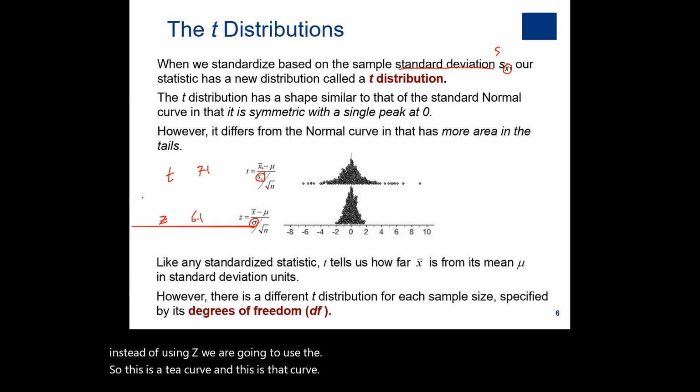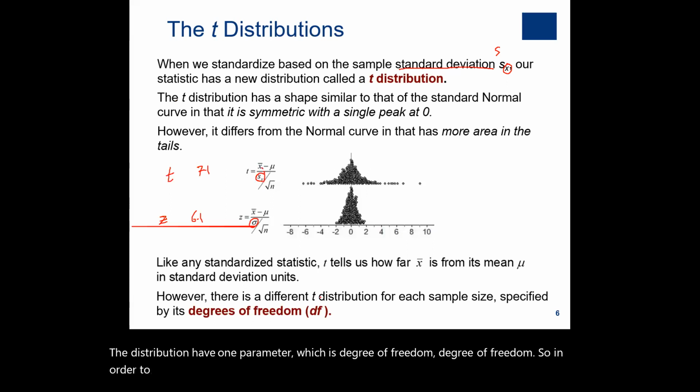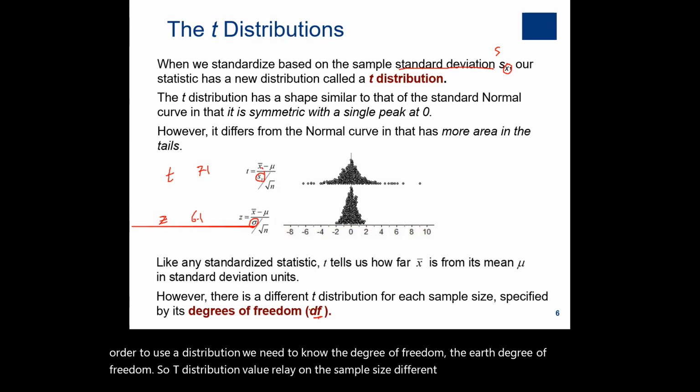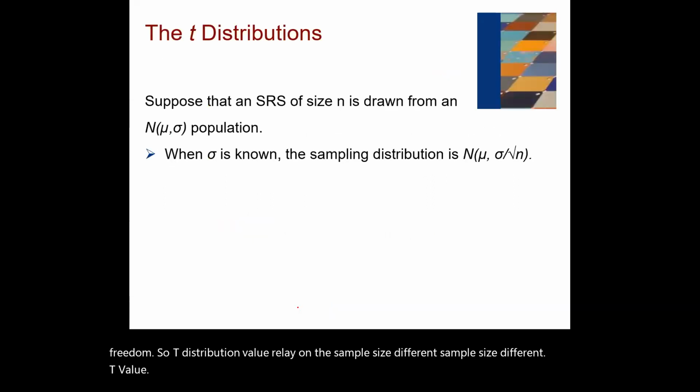The t distribution depends on the sample size. The distribution has one parameter, which is the degree of freedom. So in order to use the t distribution, we need to know the degree of freedom, df. The t distribution value relies on the sample size. Different sample size, different t value.